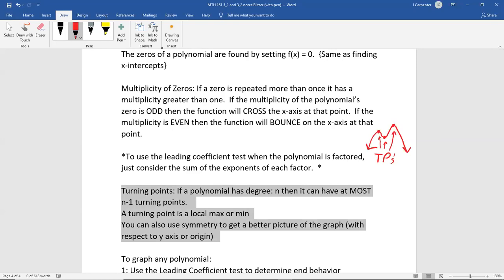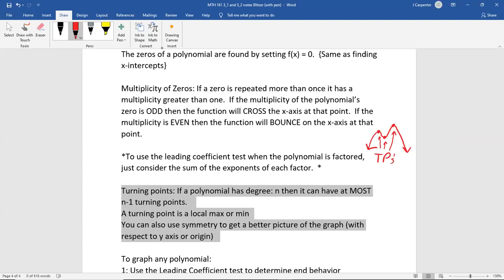Now, what we make note of here is that if a polynomial has a degree of n, then it can have at most n minus 1 turning points. In other words, if your polynomial is a 5th degree polynomial, if the largest exponent is a 5, there can only be 4 turning points. There can be 1 less than the degree in terms of turning points. So if the degree is 7, there can be 6 turning points. If the degree is 2, there can only be 1 turning point. This holds true for all polynomials.